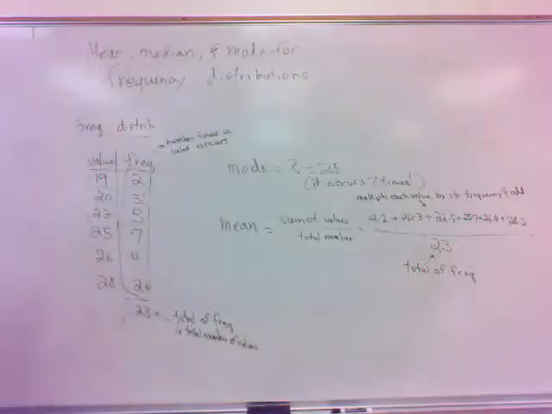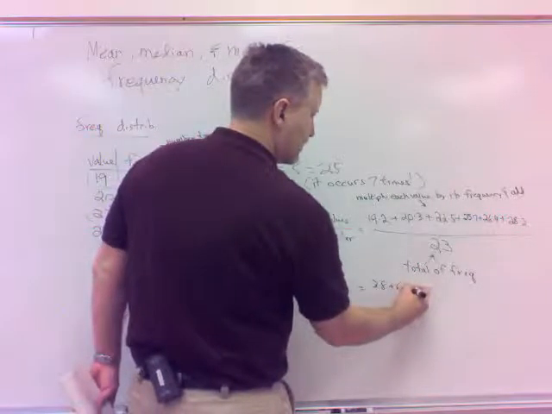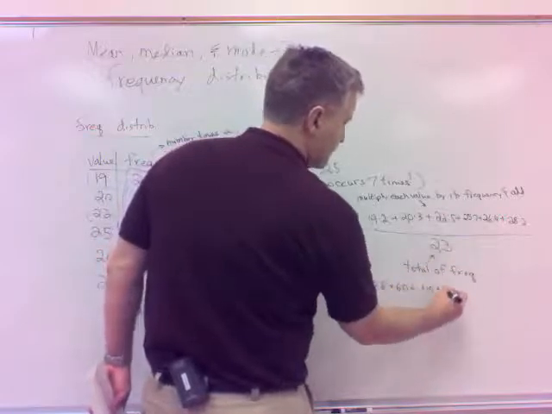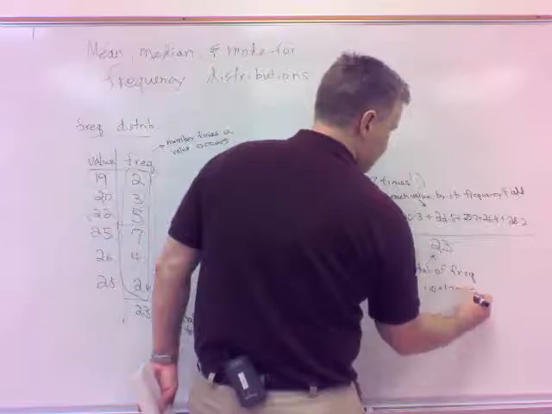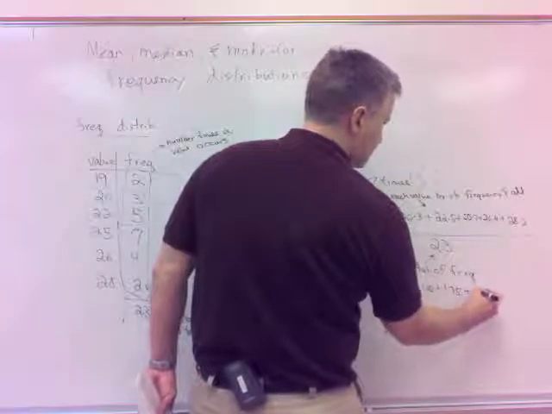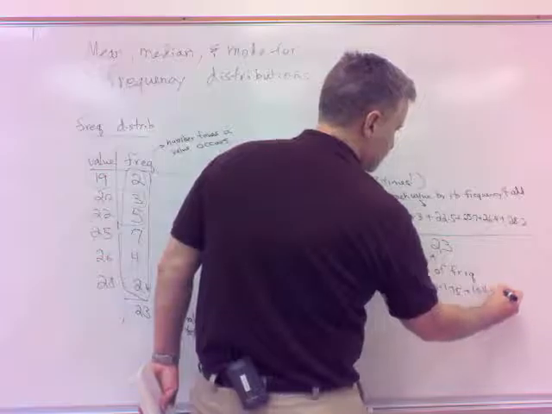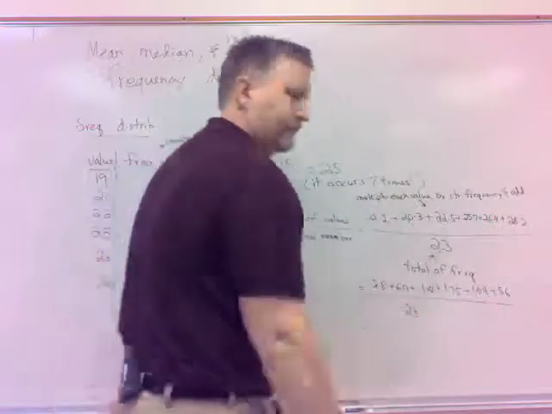All right? So what do I get? 38 plus 60. That's 110. 25 times 7, that's 175. Check me on these. 26 times 4, it's 104. And 28 times 2 is 56. Then divide that by 23. What do you get?